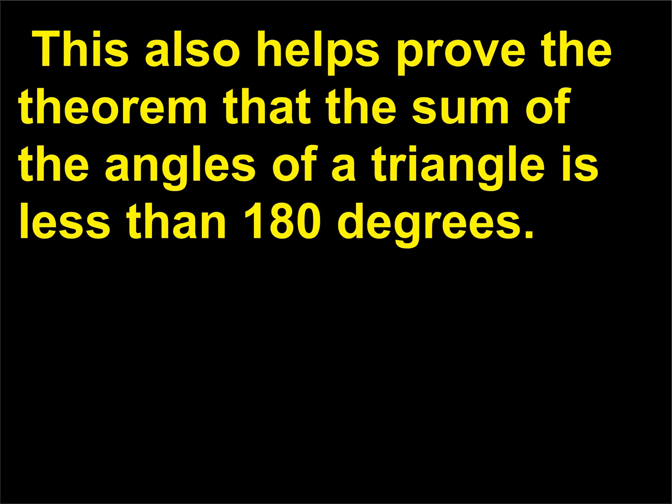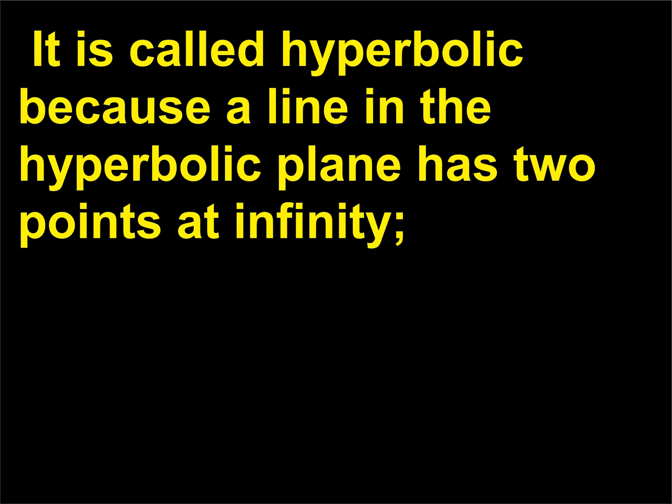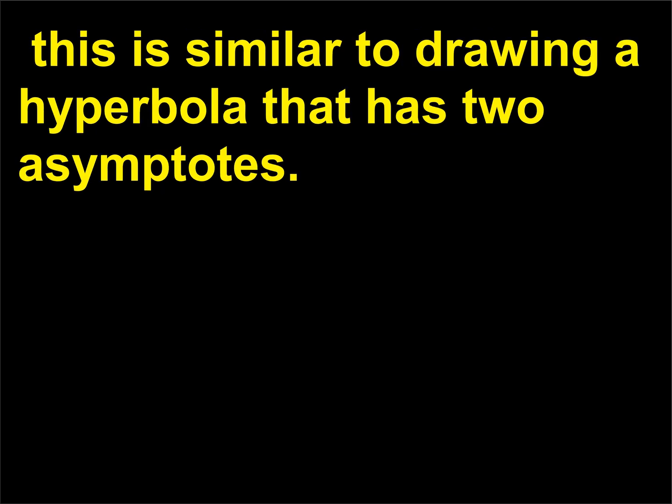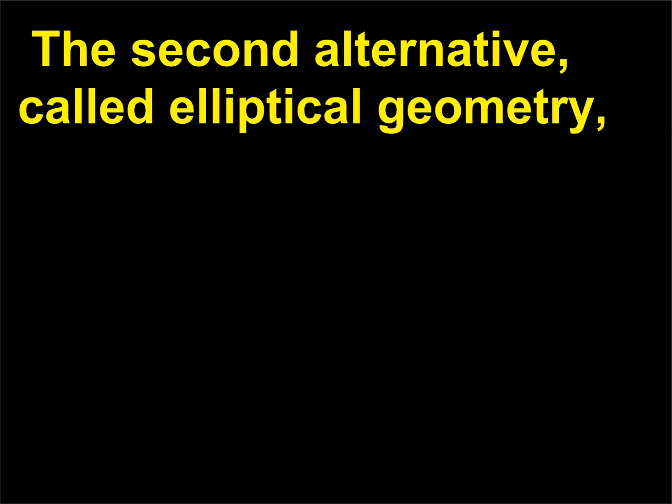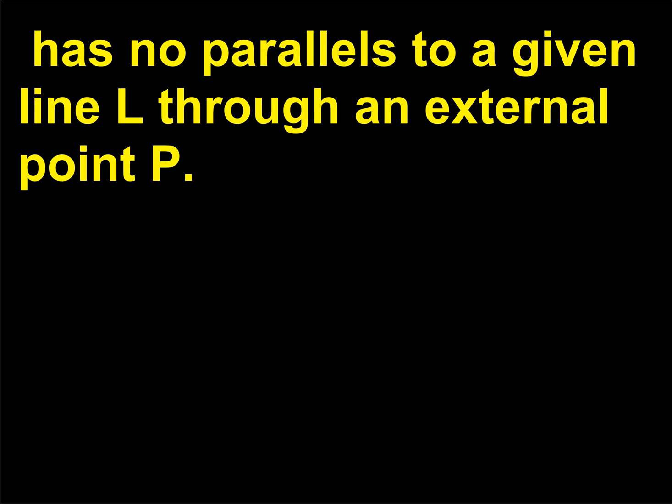This also helps prove the theorem that the sum of the angles of a triangle is less than 180 degrees. It is called hyperbolic because a line in the hyperbolic plane has 2 points at infinity. This is similar to drawing a hyperbola that has two asymptotes. The second alternative, called elliptical geometry, has no parallels to a given line L through an external point P.